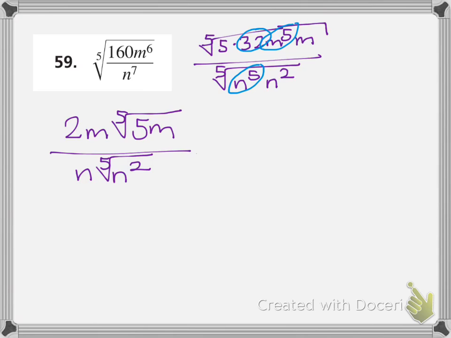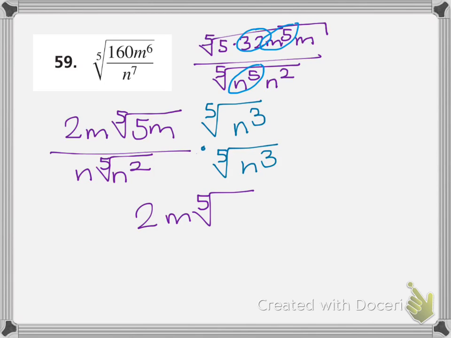So we're not allowed to keep any radicals in the denominator, so I need to rationalize. I have 2 n's in the bottom. I need 3 more in order for it to be perfect. So I multiply by the fifth root of n cubed. And so now this simplifies to 2m fifth root of 5m n cubed, all over n times n, which will be n squared.